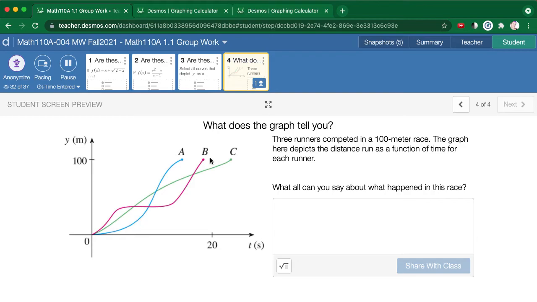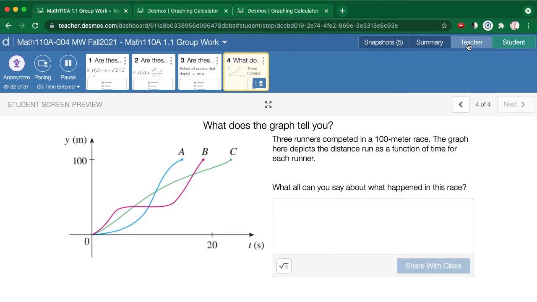So 3 runners competed in a 100-meter race. The graph here depicts the distance run as a function of time for each runner. What all can you say about what happened in this race? If you haven't taken the time to look at this on your own, I think take the time, because while this looks like a simple graph, it takes a little bit of time to dissect what is actually being shown in this graph.